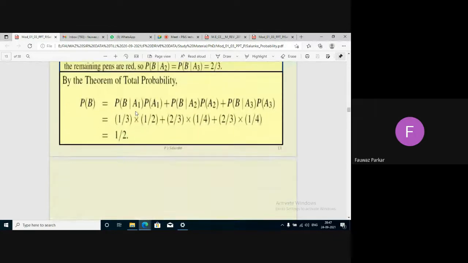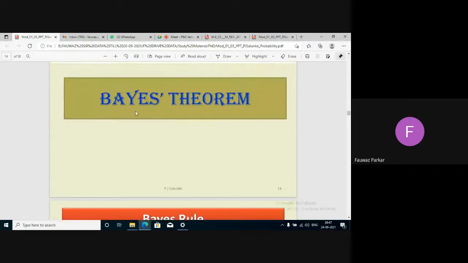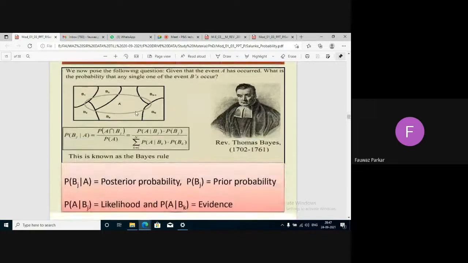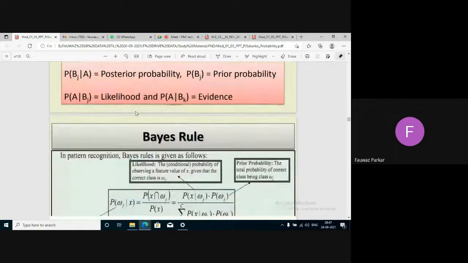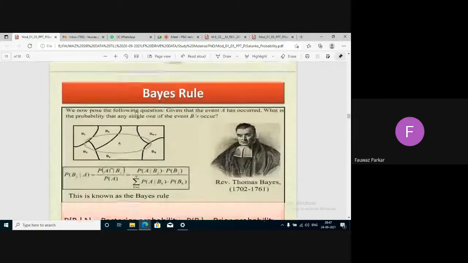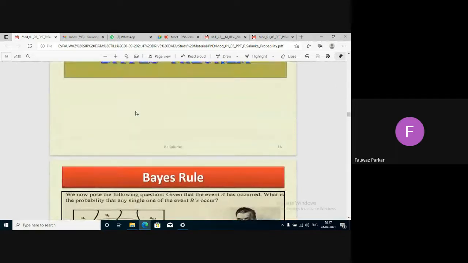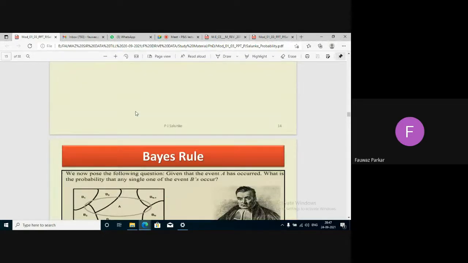Okay, but this will not always be the case. Okay, so Bayes theorem, I think it will be too much for you now. Bayes theorem we will discuss another day. Fine. Okay, sir.